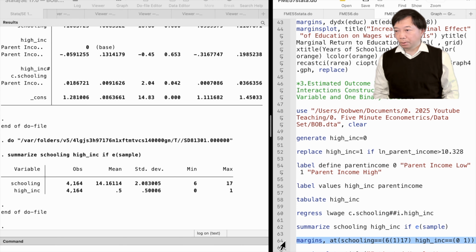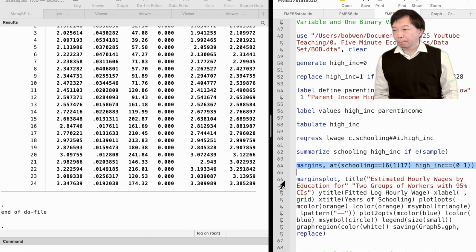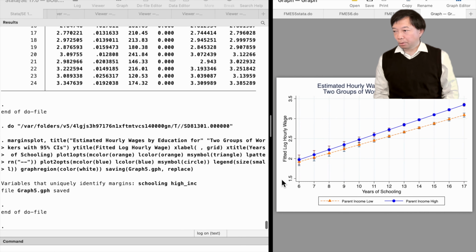We use the margins command with the add option to calculate estimated hourly wages for different values of education and parents' income. Then we use Marginsplot to draw the estimated outcome curves. Both groups of workers have positive returns to education. Wages increase with schooling, but the slopes differ. For the same years of schooling, individuals raised in more favorable family environments earn higher hourly wages as adults.